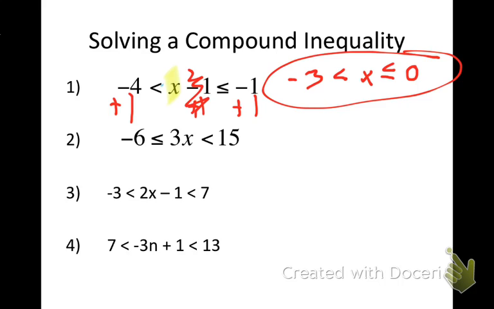Number 2, same idea. Negative 6 is less than or equal to 3x, which is less than 15. What am I going to do to that, Garrett? Divide by 3.